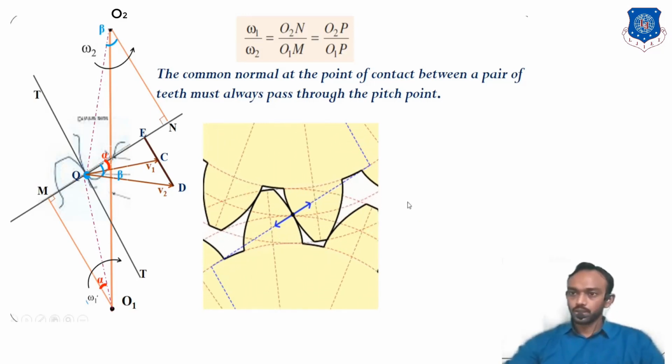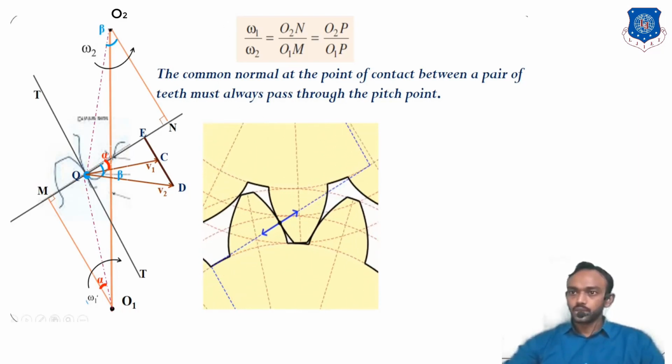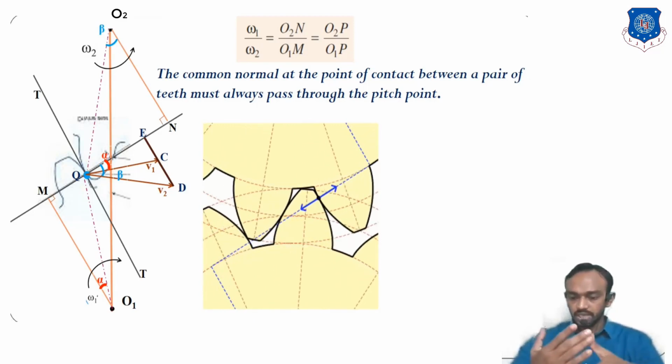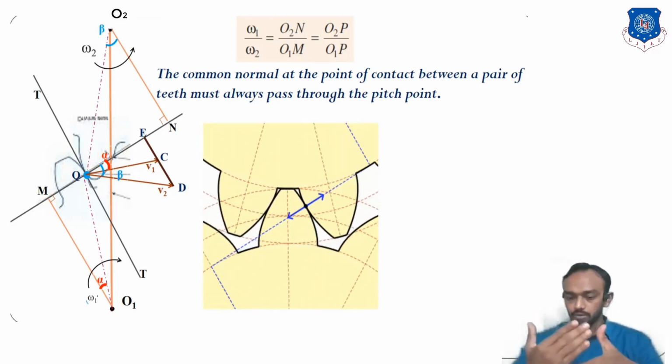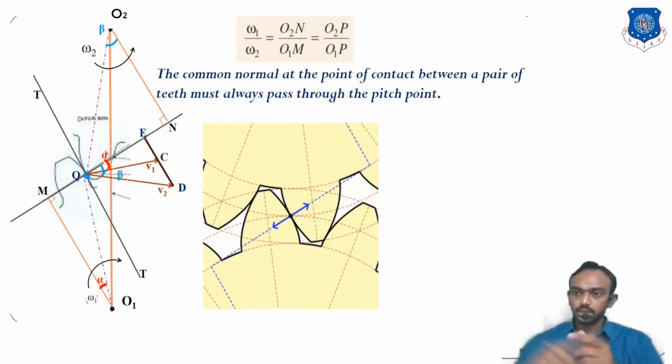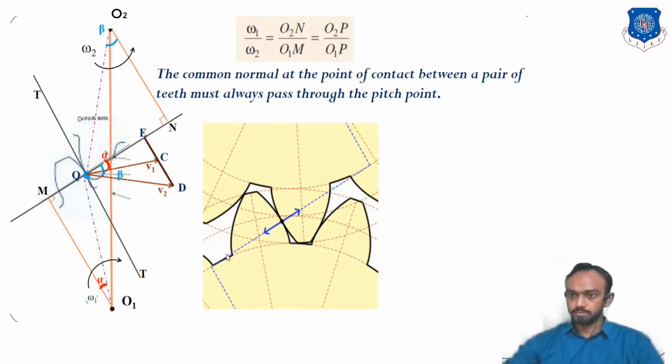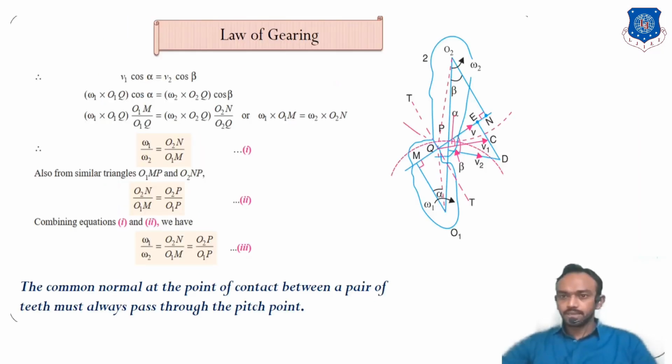So the common normal must always pass through the pitch point. It means the gear is moving and the point of contact between two teeth is moving, but the normal, you can see, always passes through the pitch point. And the statement for the law of gearing is: the common normal at a point of contact between the pair of teeth must always pass through the pitch point. That's it for the law of gearing, and we are going to move to the next point.